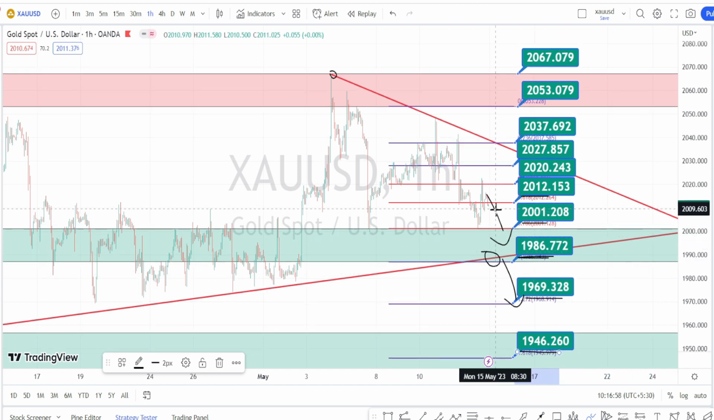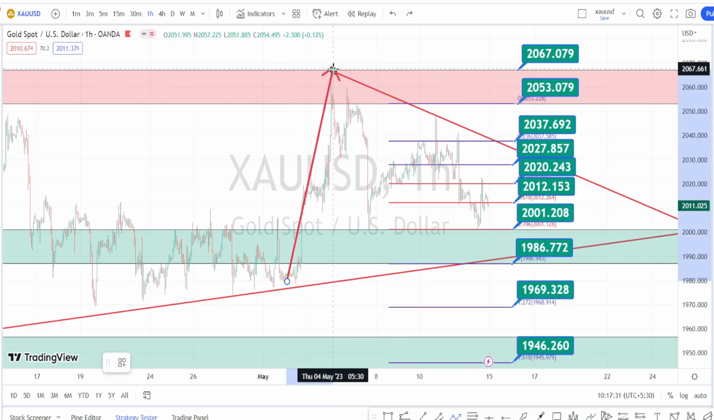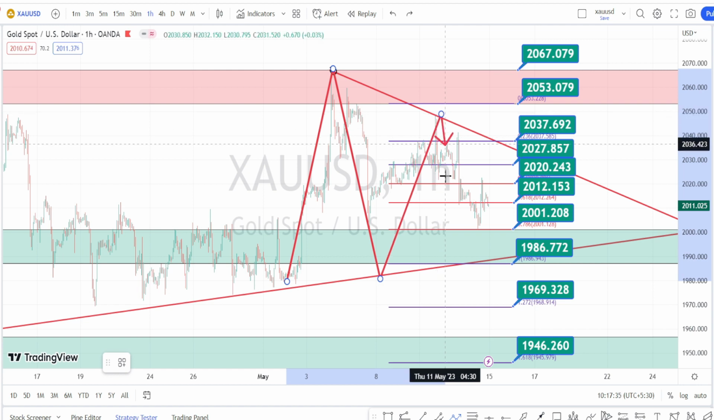And on the bullish side, if the price action breaches this resistance level of 2012 and continues its bullish side retracement, the immediate resistance is going to be around 2020, 2027, 2037, 2053 and 2067. And overall, when we look at the price action in the hourly time frame, it is also consolidating within this resistance line and the support line from the daily time frame and the 4 hours time frame.